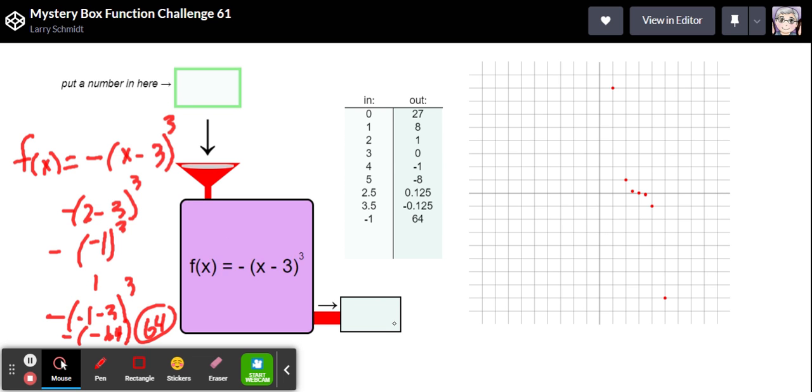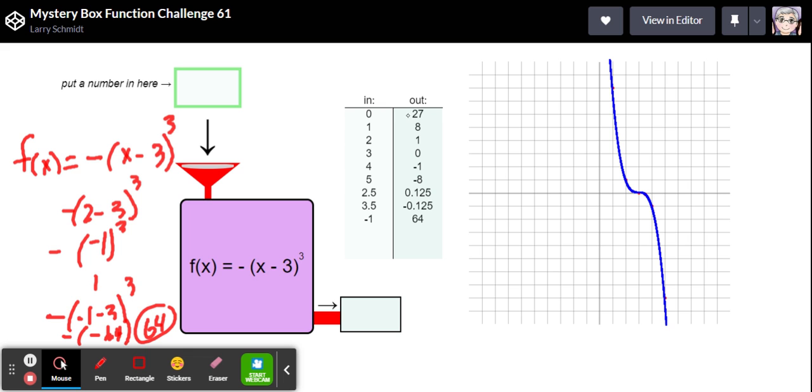I'm going to go ahead and reveal. Yeah, we've got a negative and then quantity x minus 3 cubed. So that -3 moves it over to the right, and the negative sign flips it upside down. We can graph that as well, and there's that beautiful shape of the cubic function.